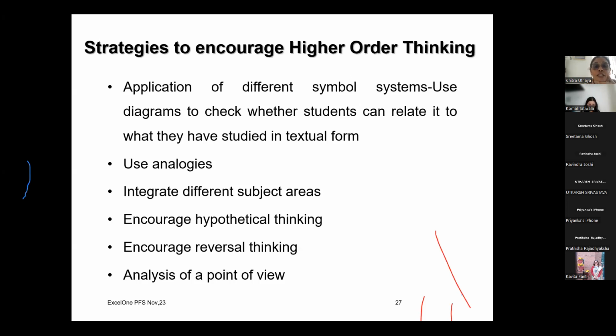But can you integrate mathematics with other subject areas? Because that will also allow the child to transfer what she or he has learned in one subject to another subject. Encourage hypothetical thinking. I'll show you some examples of how you can do it. Encourage reversal thinking. If you give the effect, find out what could be the causes. And analysis of a point of view. So that can also be encouraged. I think as I take you through examples, you will understand these things better.